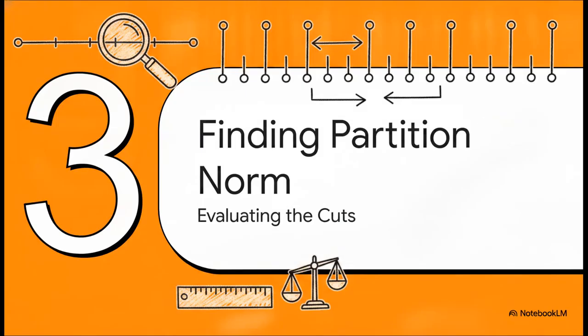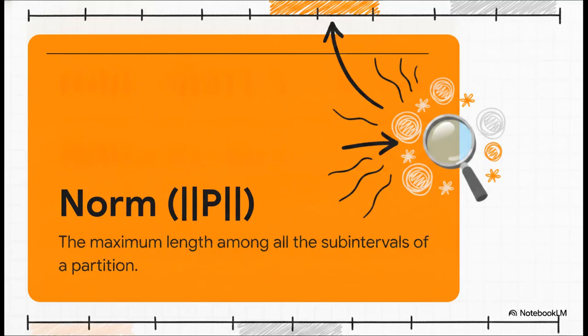Which brings us to part 3, finding the partition norm. This is where we introduce the ultimate test for our cuts. We call this test the norm of the partition, and it's denoted by these double vertical bars around the letter P. While the notation might look a little intense, the concept is incredibly straightforward.